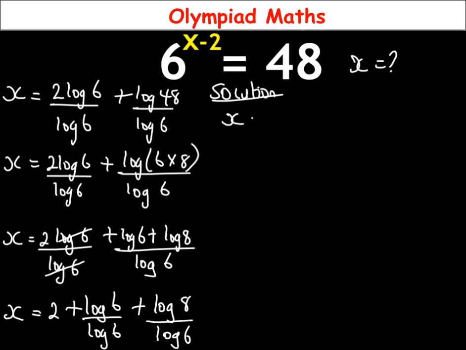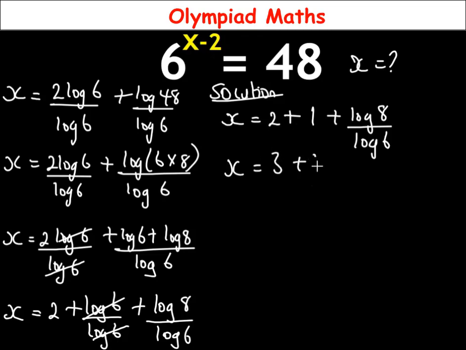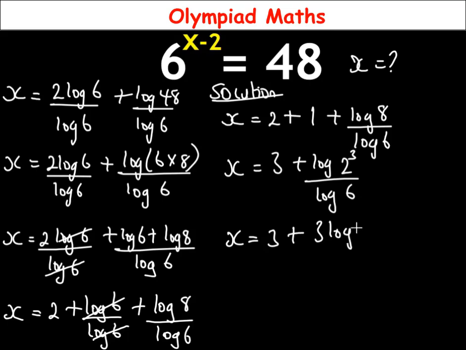Now we have x is equal to 2 plus, logarithm of 6 divided by logarithm of 6, you have 1, plus logarithm of 8 all over logarithm of 6. Now with this, x is equal to 2 plus 1 is 3, then plus logarithm of 8, which can be written as 2 to the power of 3, all over logarithm of 6. So x is then equal to 3 plus, looking at logarithm of 2 to the power of 3, applying the power rule of logarithm right here, the power 3 becomes 3 logarithm of 2, all over logarithm of 6.